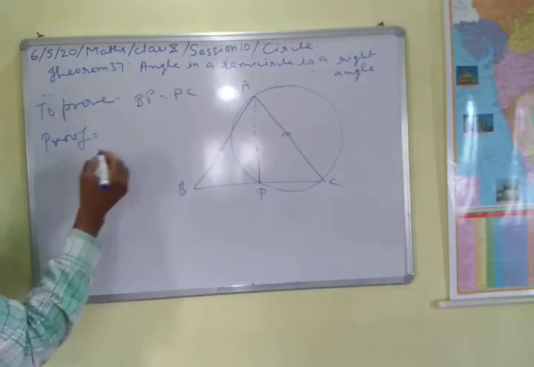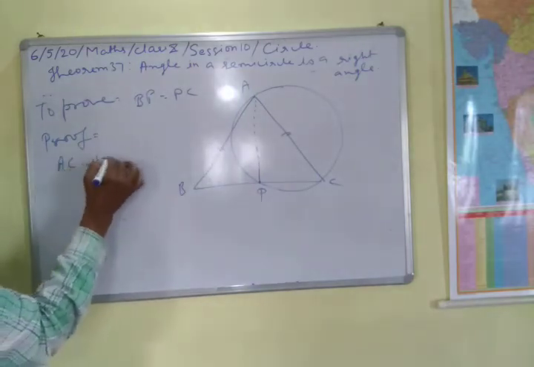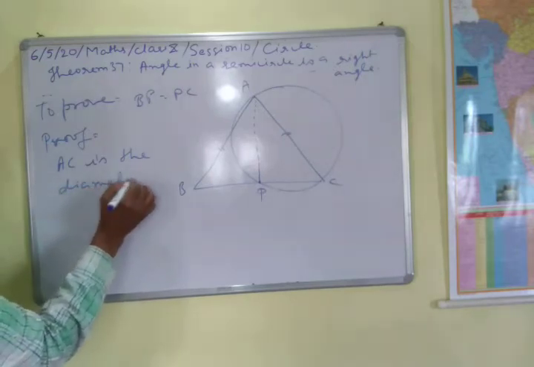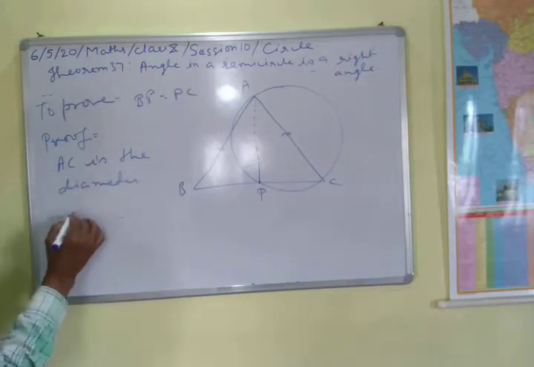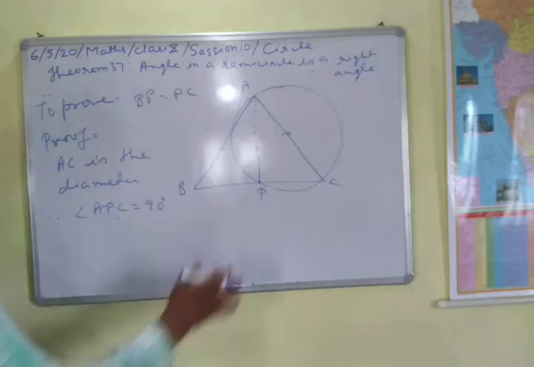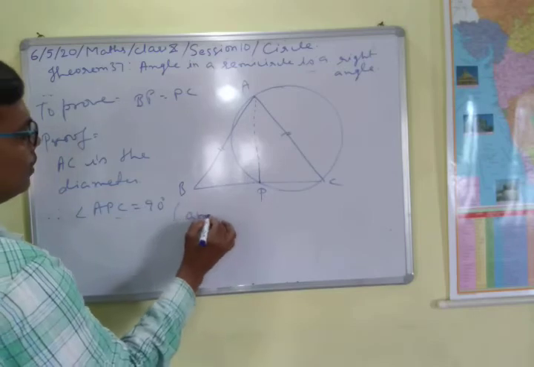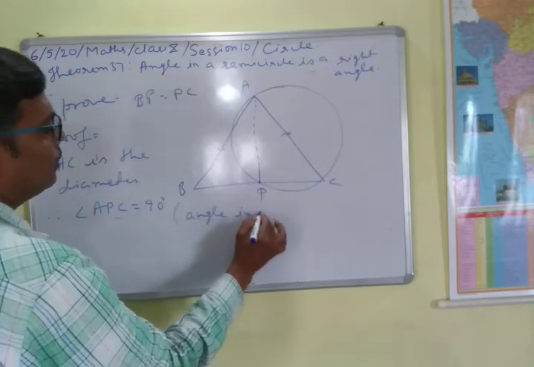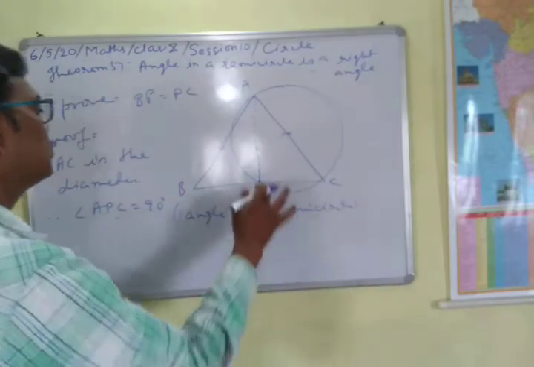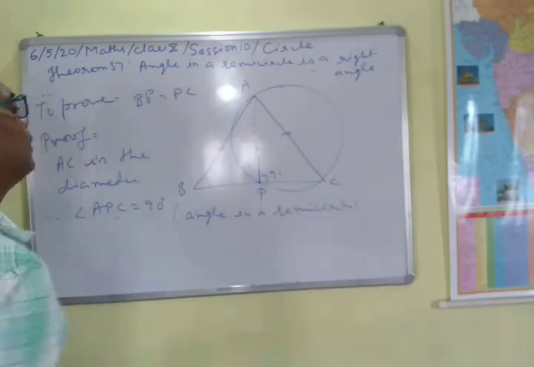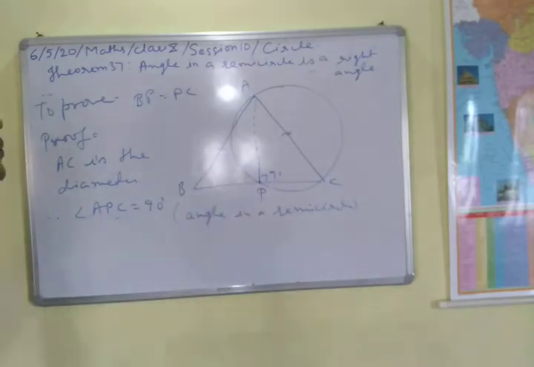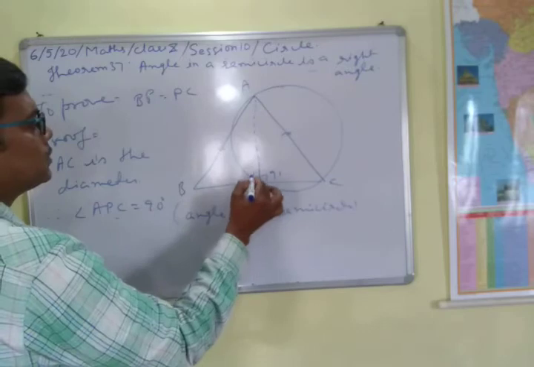Since AC is the diameter here, therefore angle APC is equal to 90 degrees, because you know the angle in a semicircle is a right angle. So this will be 90 degrees here, then this is 90. Now if this is 90 here, then this will also be 90 degrees. So this is also 90 in this case.